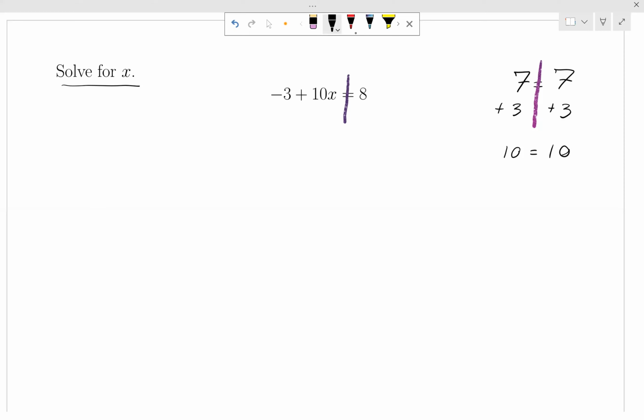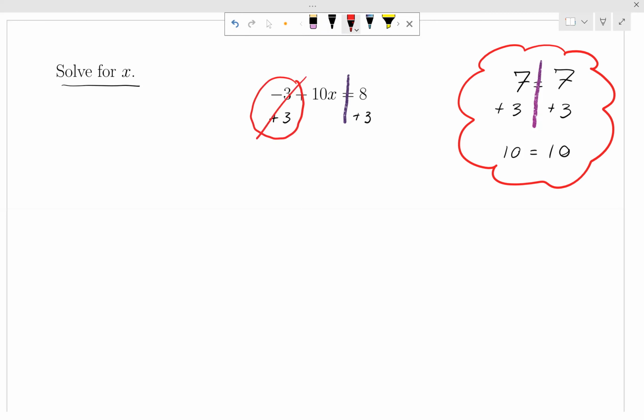So with this same thought in mind, over here, what I'm going to do, I'm going to add 3 and I'm going to add 3. That way right here, this -3 and this +3, they're going to give me 0. So then I'm going to be left with -3 plus 3 plus 10x equals 8 plus 3. Alrighty, we already said right here, these are going to cancel. So we're left with 10x equals 8 plus 3 is 11.